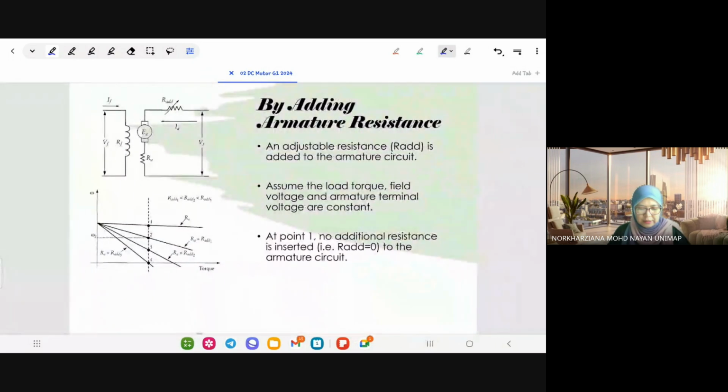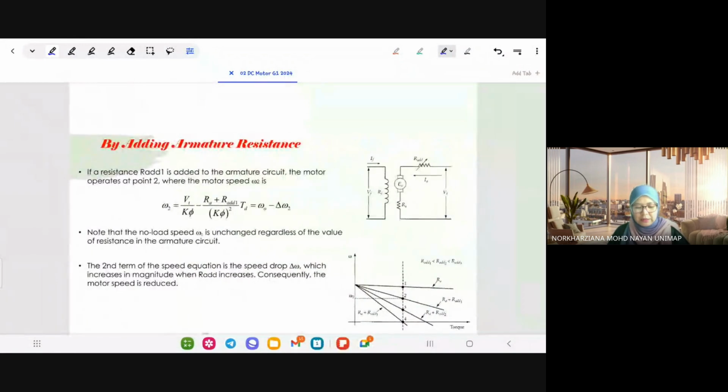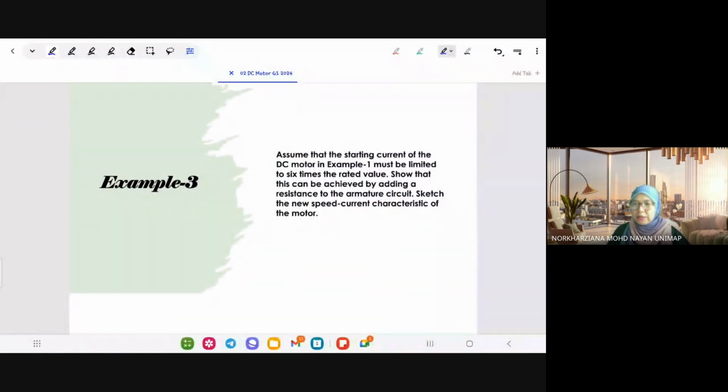Okay, before we proceed with adding armature resistance in detail, let's start with the example first. In the middle of the class, it's already 70, I think good enough. Okay. Kita akan mark your quiz, okay? Your quiz, saya akan share the file. So you will pick your friend's paper and mark.